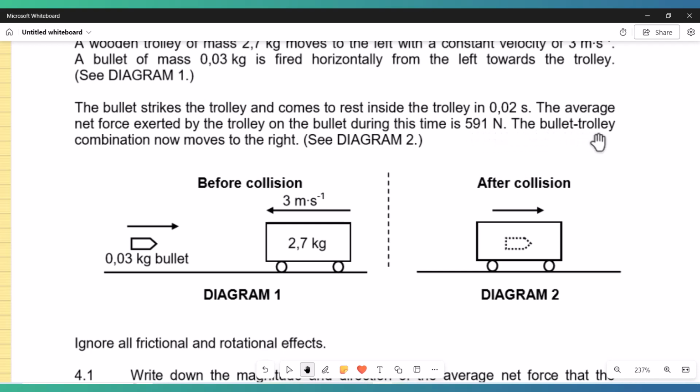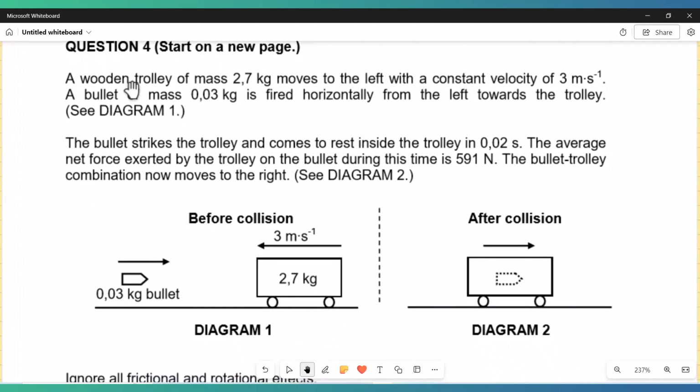Okay, so we are going to say that our bullet-trolley combination now moves to the right. At P equals to diagram K. Our K is 9 times 10 to the power 9. Now our trolley of Q1 mass, our Q2 we said is 2 kilograms, so it's going to be Q2 moves to the left with a constant velocity.